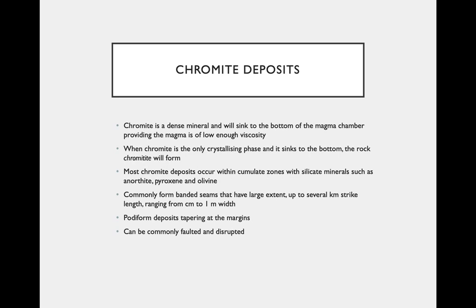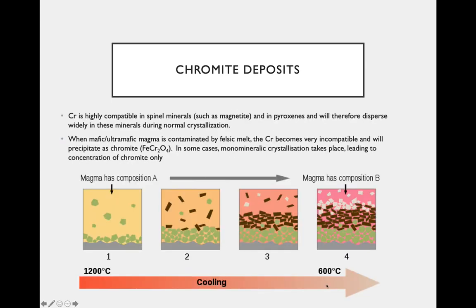In things like the Bushveld, we get rhythmic layering, and it's still highly debated how this forms. People think you might get individual convection cells disrupting those layers and enabling gravitational layers to separate and form distinct high density layers on top of each other. We can also get podiform deposits which taper at the margins, and these systems can, as always, be faulted and disrupted. Oops, sorry.